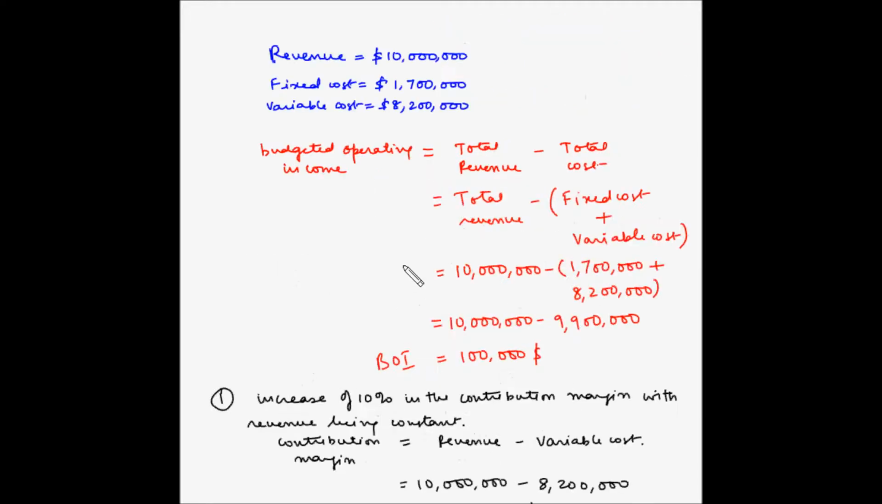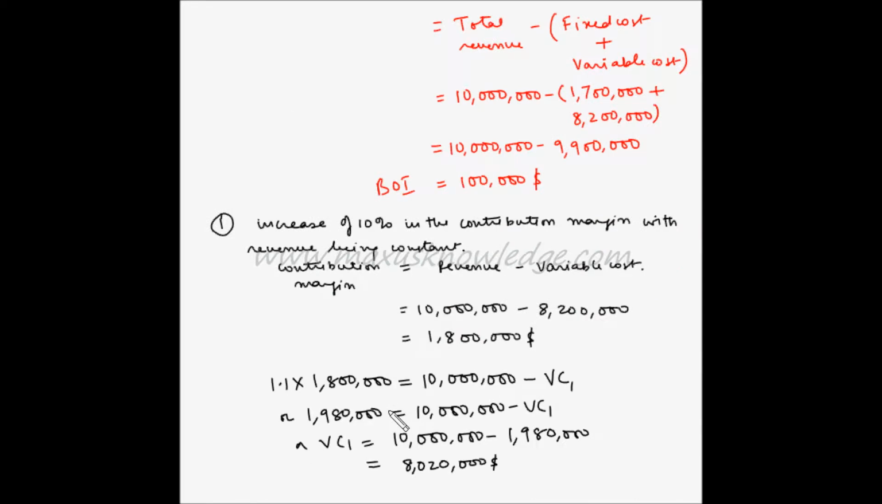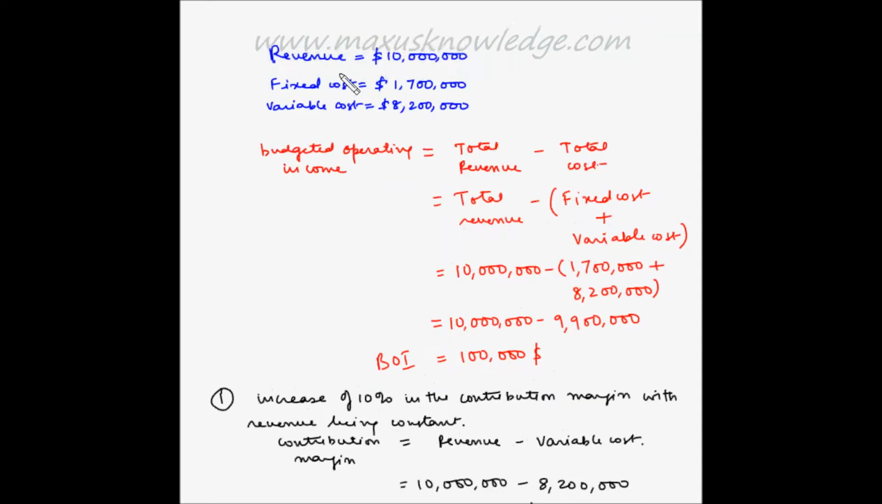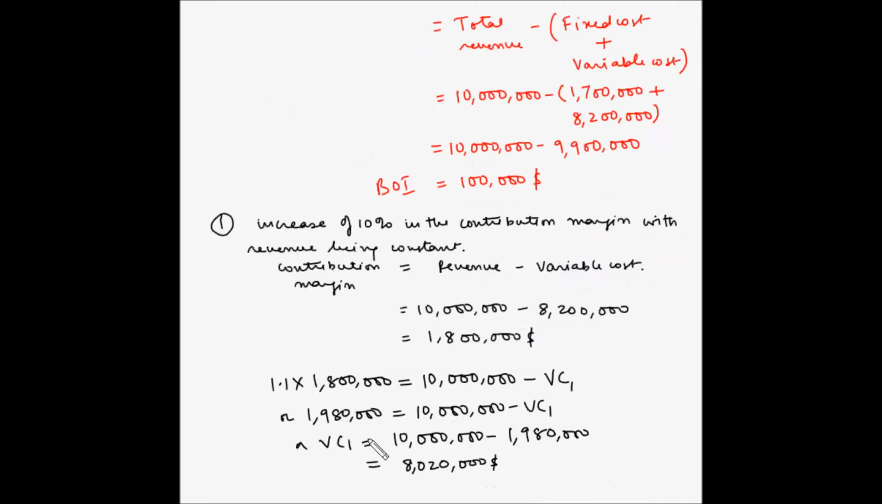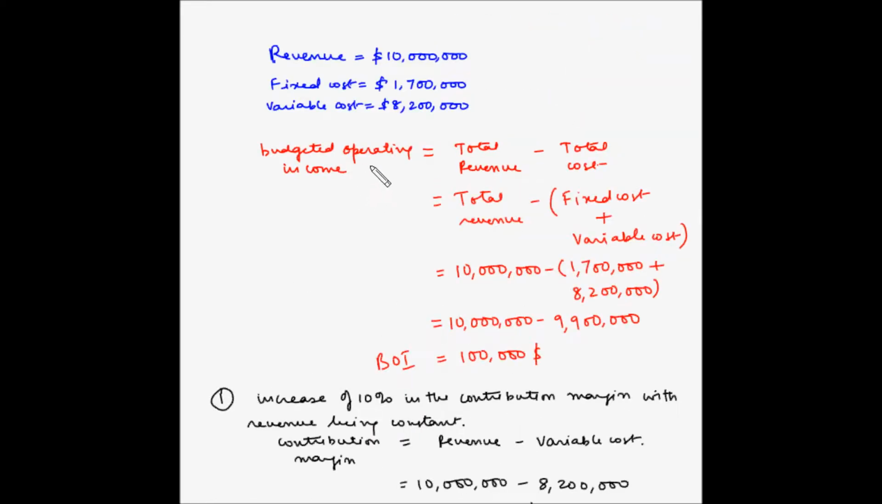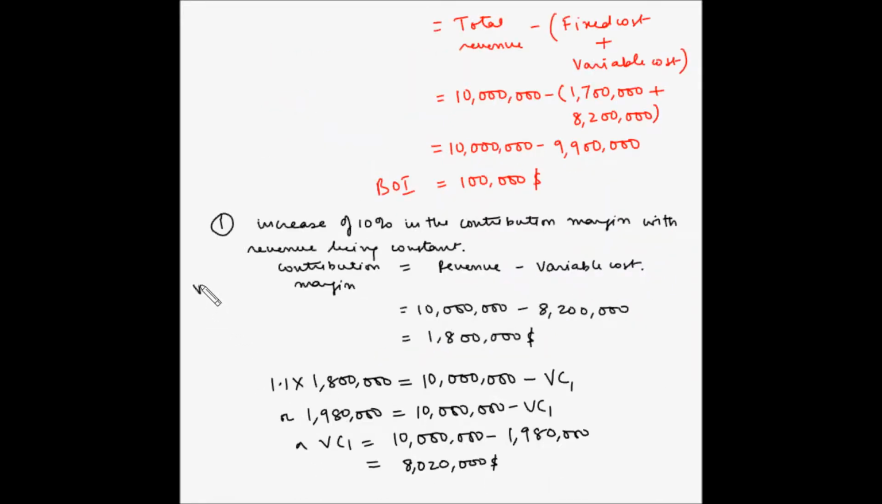So the original variable cost given to us was $8.2 million, but if there is a 10% increase in the contribution margin, then the variable cost changes to $8.02 million. So now we have the revenue as 10 million, fixed cost as 1.7 million, and the variable cost as 8.02 million. So now with this change in the variable cost, we have to find out the budgeted operating income. So let me note this down here.